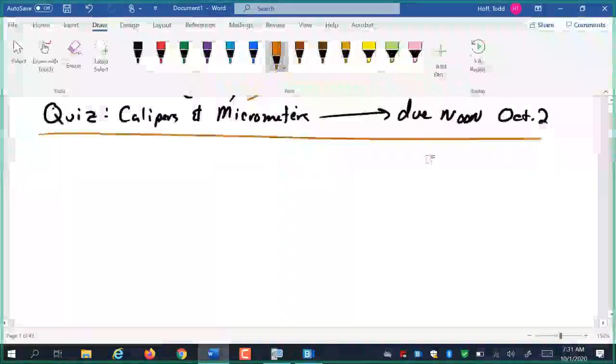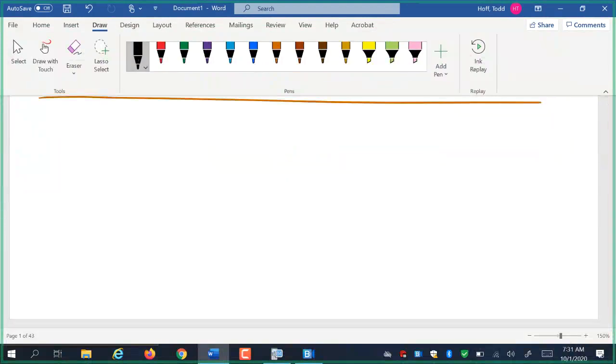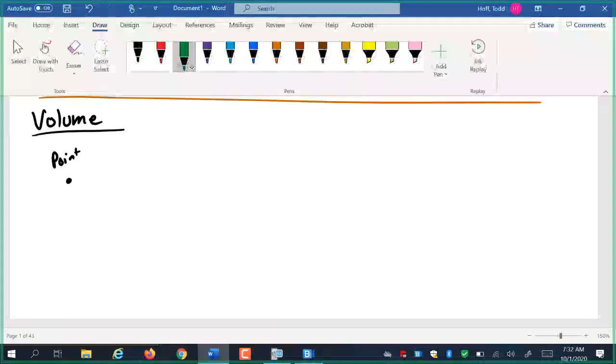Okay, well, today we're going to pull back from the measuring devices, and we're going to go back into our calculated measurements again. We're going to talk about volume. So volume originated very much like our length and our area. There's a quick review. Remember, we started with a point, and we moved that point in a single direction, and that distance moved was a length. That created our line segment.